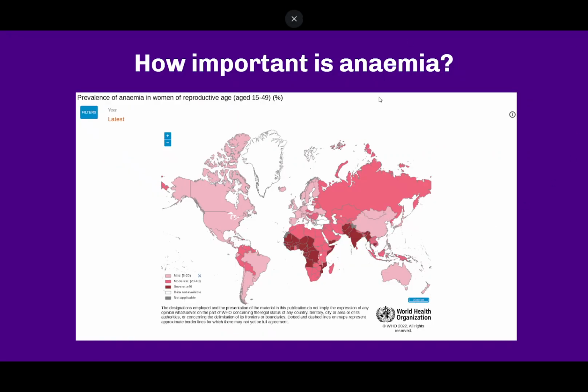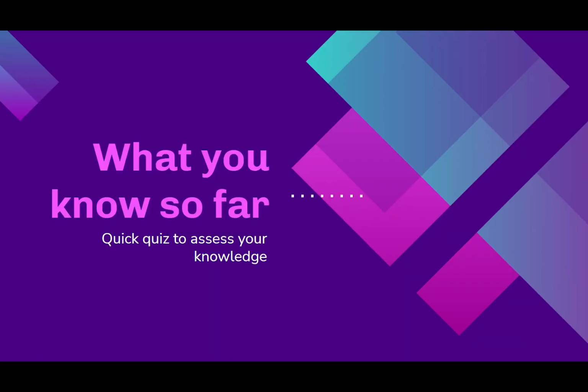So how important is anemia? This map shows you the prevalence of anemia in women of reproductive age around the world. You can see here the severe anemia is illustrated by the darker red compared to the mild anemia, which is the pink color. The prevalence of anemia among women of reproductive age is very high throughout the world, so it is a very important public health issue.